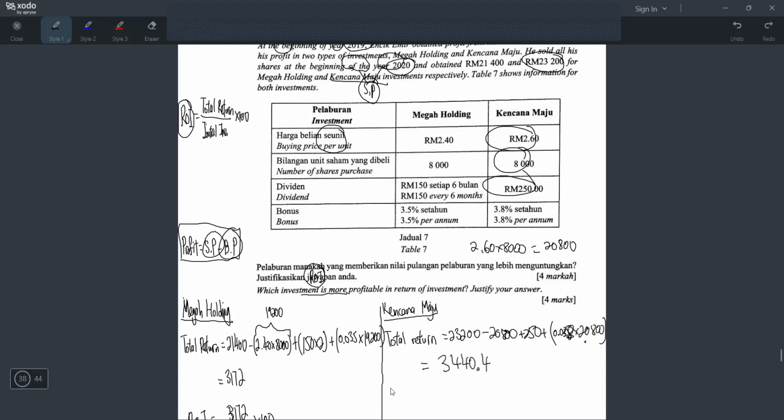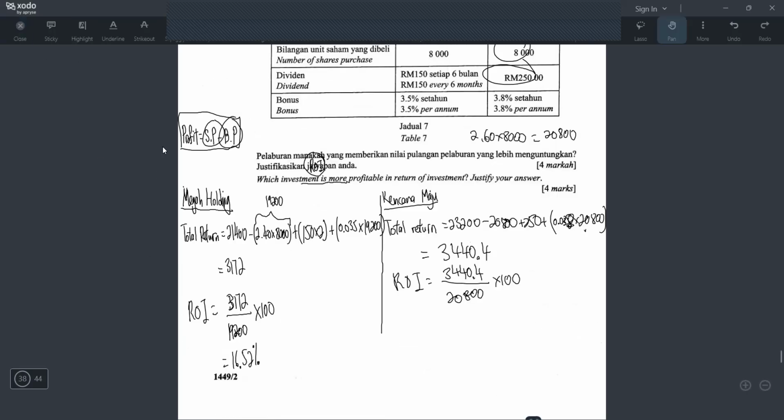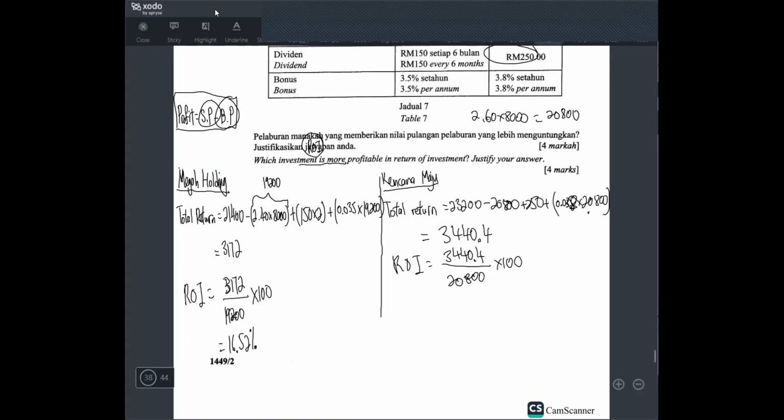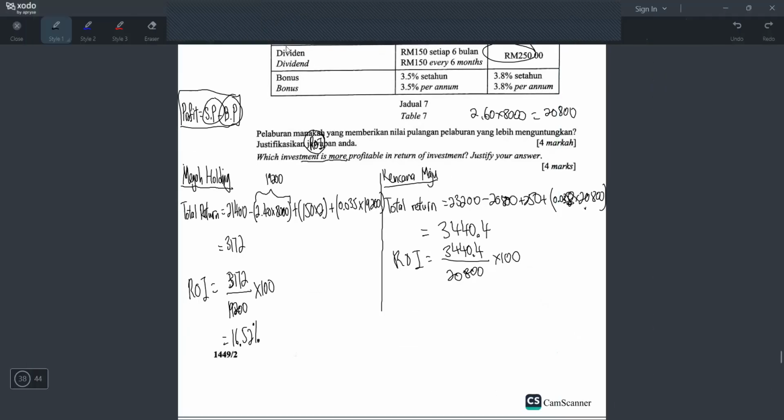To get the ROI, which is return on investment, you have to use this formula. Total return, which is total profit. This we call profit also. Divide with initial investment, meaning the amount that you spent buying it initially, which is 20800, times 100. Then we can know he profits how many percent. You press calculator. So let's press. Okay, times 100. I get the answer already, 16.54. So you just write it there. And don't forget to write percent, of course.